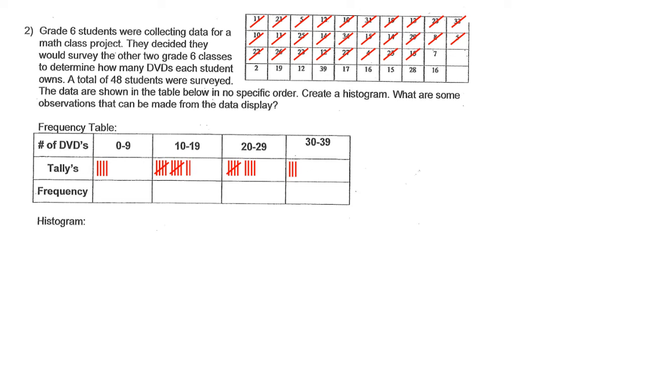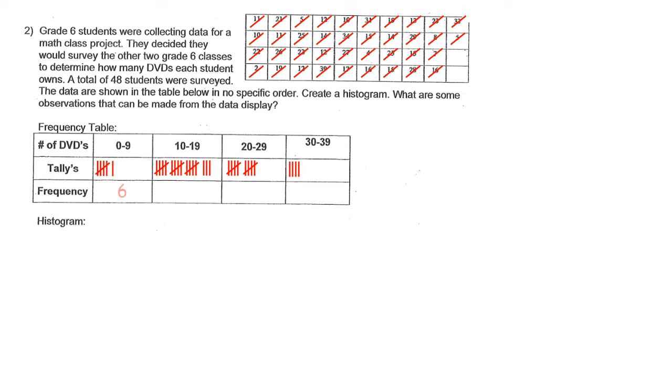15 is in the 10 to 19. 7 is in the 0 to 9. 2 is also in the 0 to 9. 19 is in the 10 to 19. 12 is in the 10 to 19. 39 is in the 30 to 39. 17 is in the 10 to 19. 16 is also in the 10 to 19, as well as 15. 28 is in the 20 to 29. And 16, finally, is in the 10 to 19.